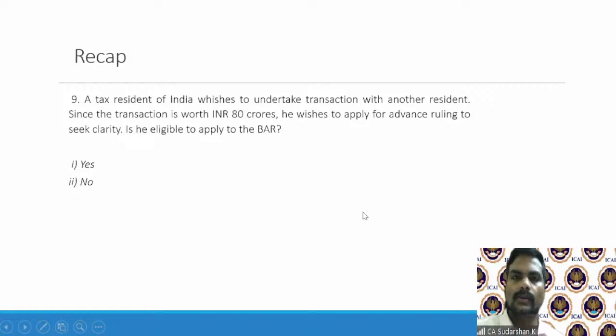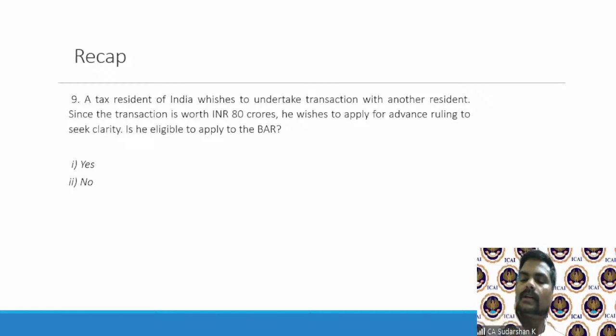Quick few questions before we move on to today's session. Question number 9. A tax resident of India wishes to undertake a transaction with another resident. Since the transaction is worth INR 80 crores, the tax resident wishes to apply for advance ruling to seek clarity. Is he eligible to apply to the BAR? When the advance ruling was introduced, it was introduced for a non-resident having a transaction with a resident, or a resident can apply if he's going to have a transaction with a non-resident.